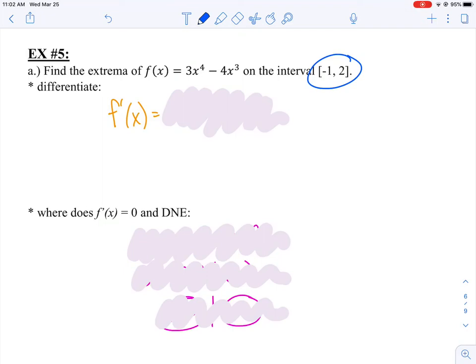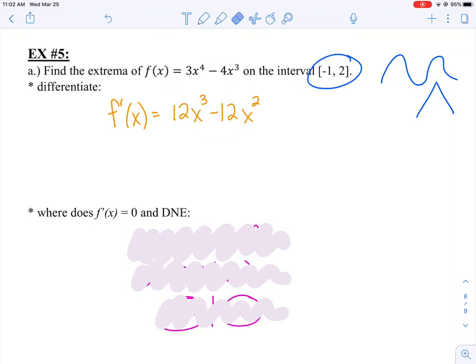So I have some sort of a graph. We're not really sure what it looks like now. We have endpoints from -1 to 2, and in that interval we want to figure out where our absolute highest value is and our absolute lowest value is. So we talked about the steps in the last video, where the first thing we want to do is find our critical numbers. We want to figure out where all of those possible highs and lows are, where the derivative equals 0, or possibly where the derivative does not exist, maybe some sharp turns, something like that.